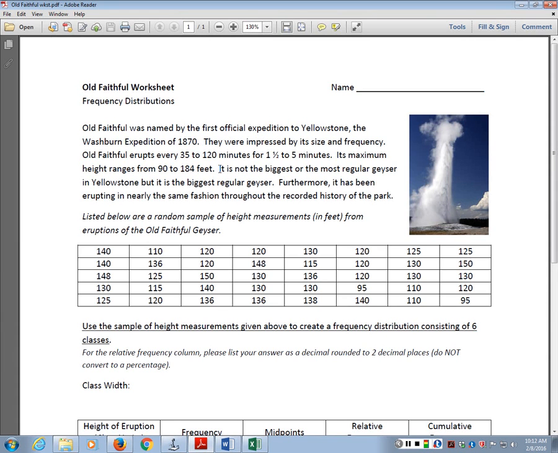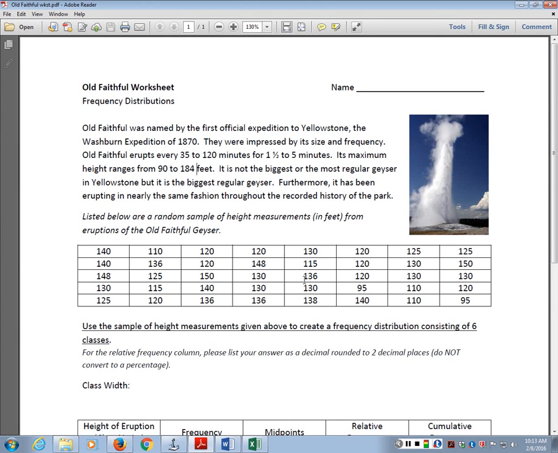So it's not the biggest or most regular geyser in Yellowstone, but it is the biggest regular geyser. Some of the others don't erupt as often. Some of them don't erupt and have as big an eruption. So we look through these measurements, and despite the fact it tells us that the heights go from 90 to 184, we're going to deal only with the sample measurements that we have. We're going to base everything on the sample measurements.